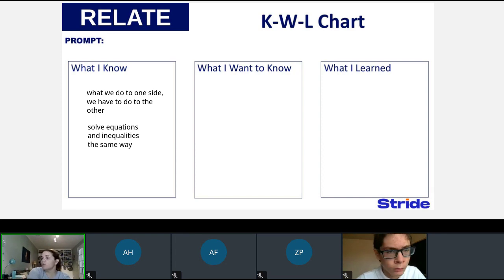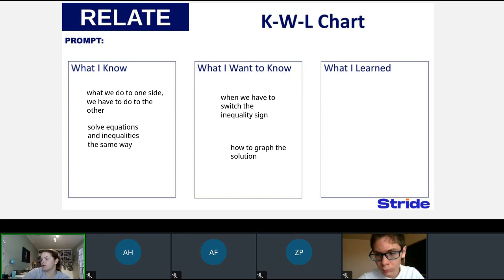What I would like for you to know is when we have to switch the inequality sign. And I think that a lot of us are not familiar with graphing the solution. Yeah, good. So we're going to talk about how to graph the solution and when we have to switch our inequality. Okay.